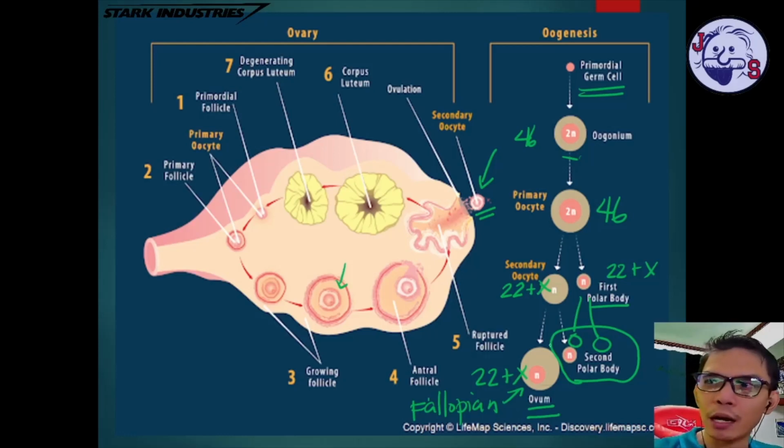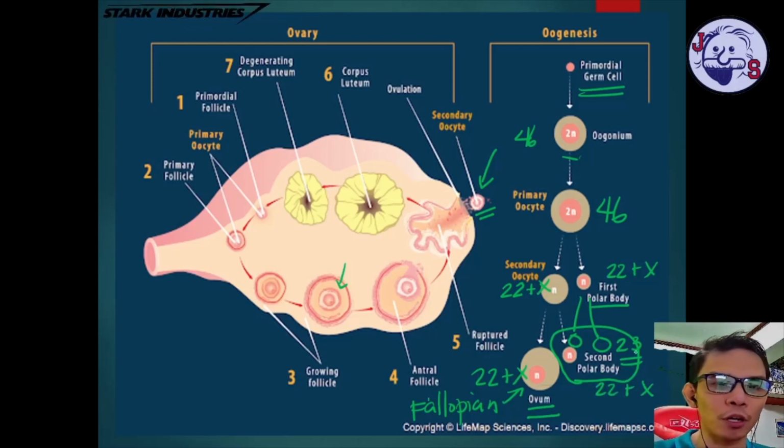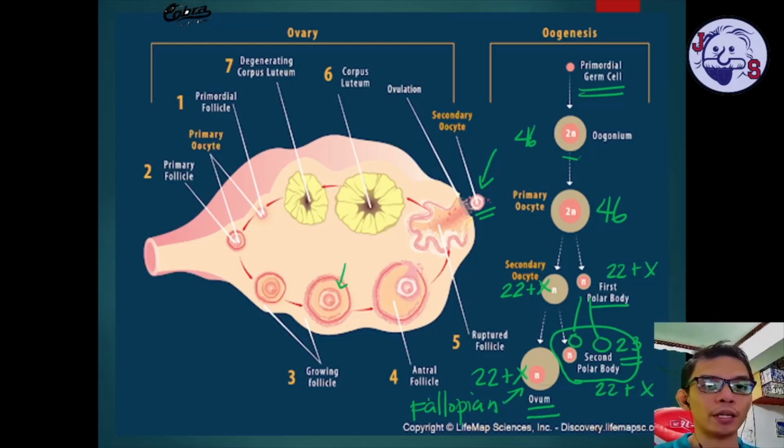So the question here, what is the number of chromosomes in the second polar body? The second polar body contains 23 chromosomes, or 22 plus X. But the second polar body is not needed in reproduction or in fertilization. It will completely disintegrate afterwards in the process. So this is oogenesis, and this is how the egg is being produced in the body.